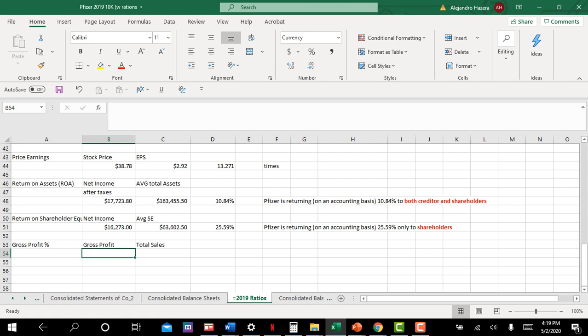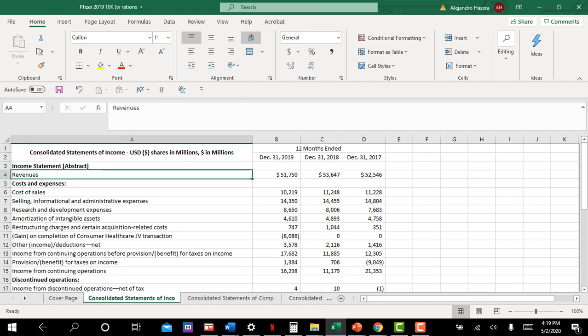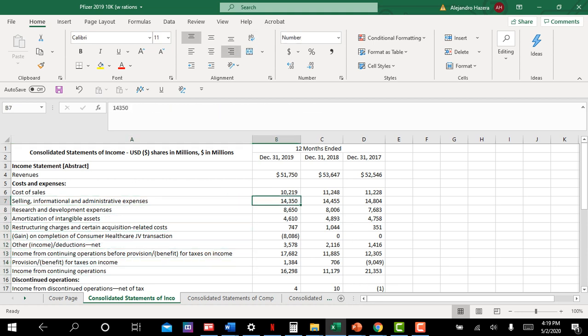We'll have to go over here to the income statement. I'm doing this to show you. You'll notice up here that they have revenues, and then they just lump cost of sales in with everything else. They should have a separate line for gross profit. So what I'm going to do here is compute 2019 gross profit.